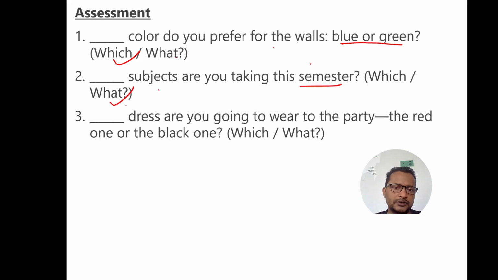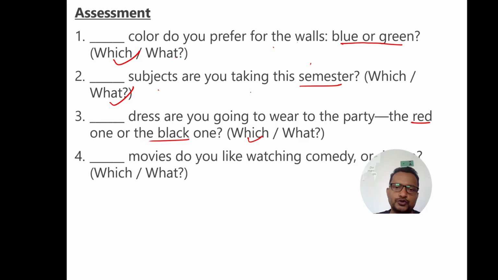What is the correct option? That dress you are going to wear to the party, the red one or the black one? Then the correct option is "which", because you need to choose between the red or the black. Dash movies do you like watching? Comedy or drama? So the tricky part is here it should be "what". Why? Because comedy or drama is not specific.